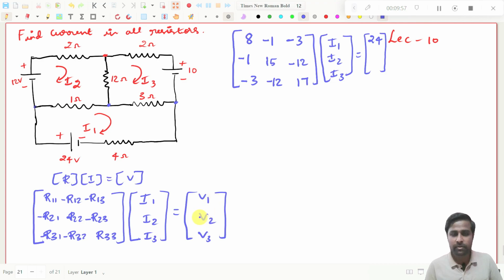Next it will be V2, that is the second loop voltage. So we have assumed the current direction like this.